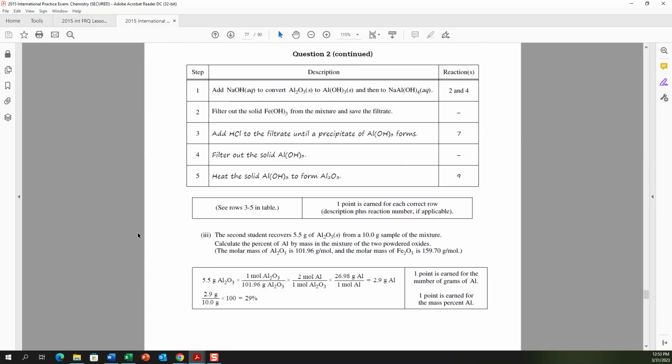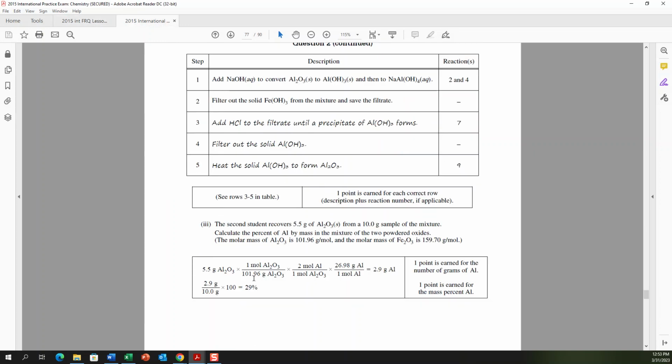Okay, so we would do the 5.5 grams divided by the molar mass that was provided for us, times 2/1, because there's 2 aluminums for every 1 mole of aluminum oxide, times the molar mass of aluminum, and that would tell us we had 2.9 grams of aluminum, and the whole sample was 10 grams, so 2.9 divided by 10, we got 29% aluminum. Okay? All right.